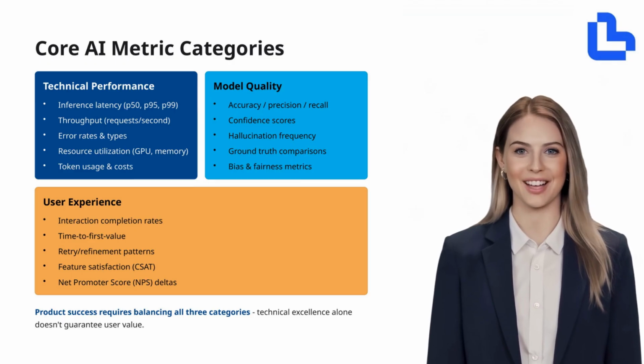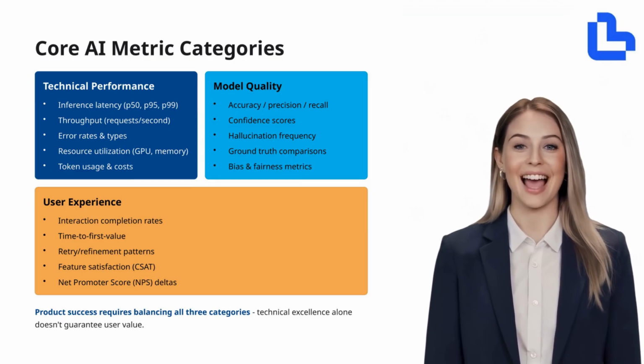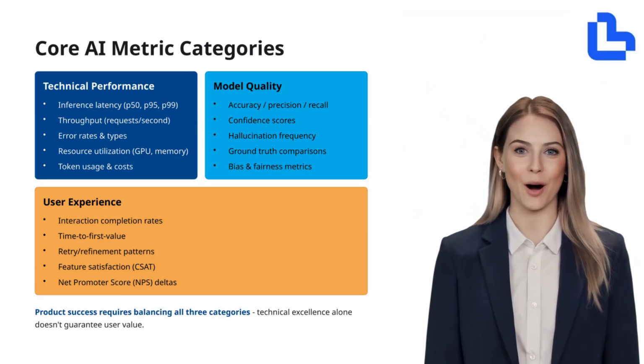Balancing all three categories is essential. A technically perfect model that users don't trust or enjoy using won't succeed. Likewise, a delightful experience built on a weak model won't scale. The key is to measure broadly and optimize intelligently.